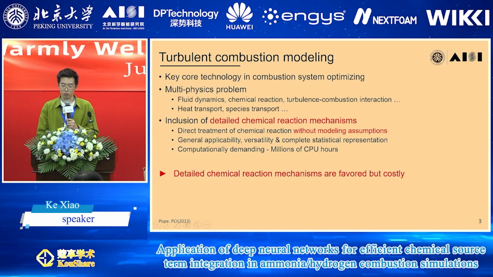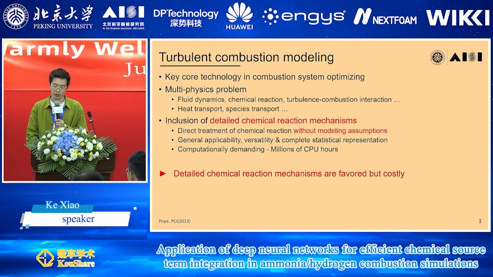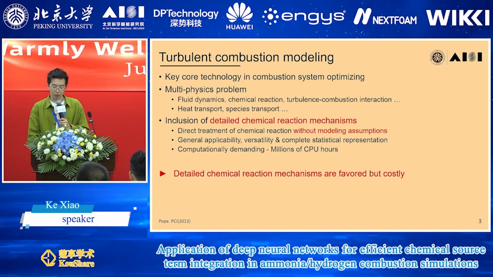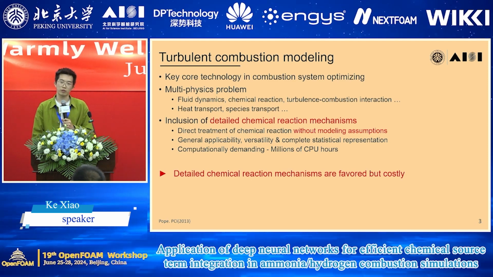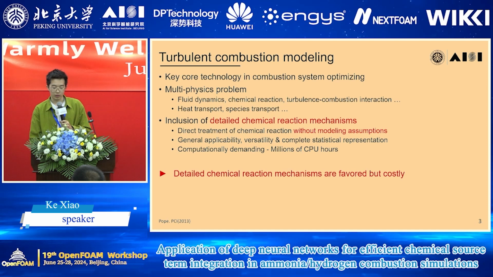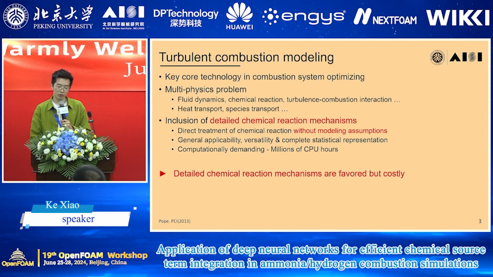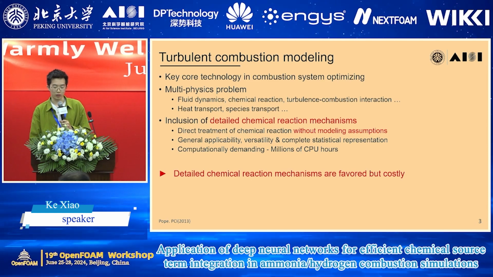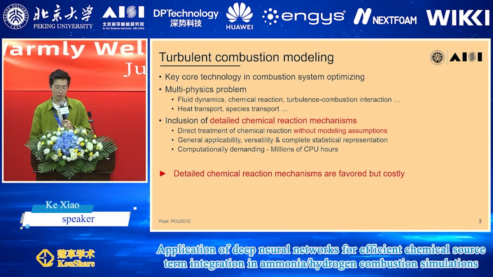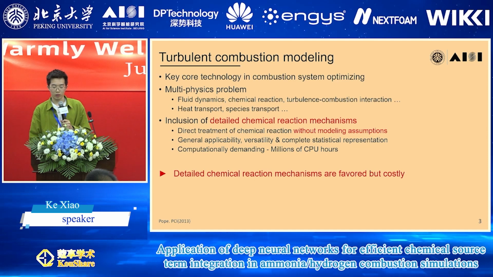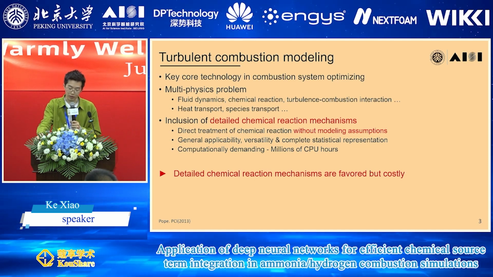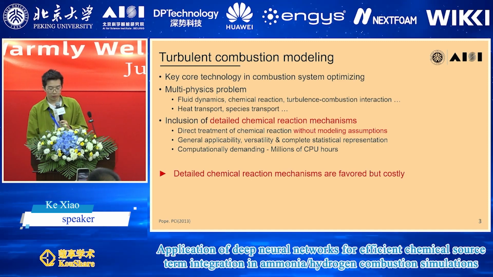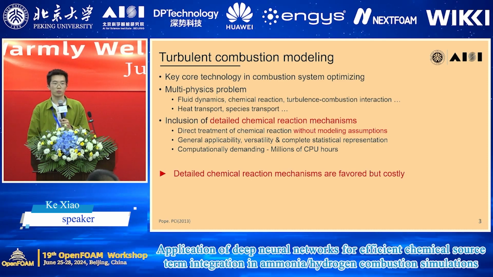Turbulent combustion modeling is crucial for gaining deeper insight of ammonia and hydrogen combustion and further optimizing combustion systems. By nature, turbulent combustion involves complex multiphysics problems, which are often modeled using non-general assumptions. However, usage of detailed chemical reaction mechanisms provides a comprehensive statistical representation of reaction processes without modeling assumptions, and thus results in better applicability and versatility. But they are also computationally demanding and can require millions of CPU hours for a full-scale LES combustion simulation.